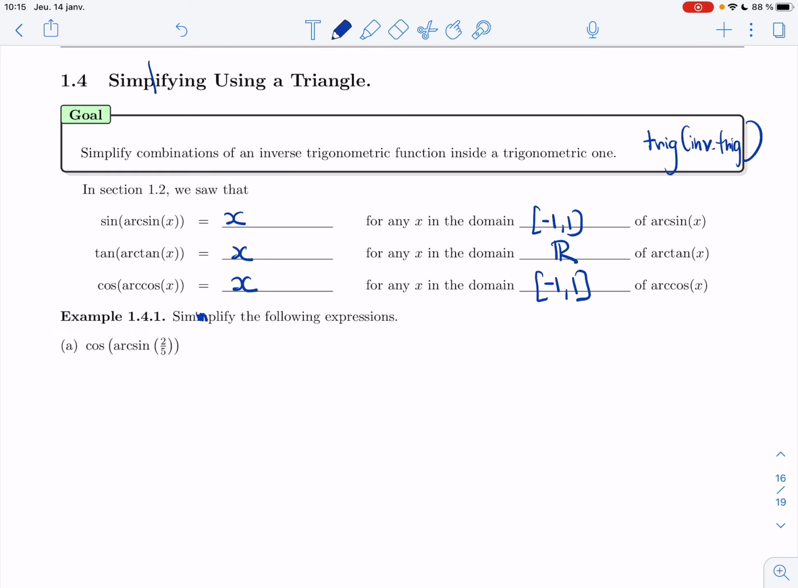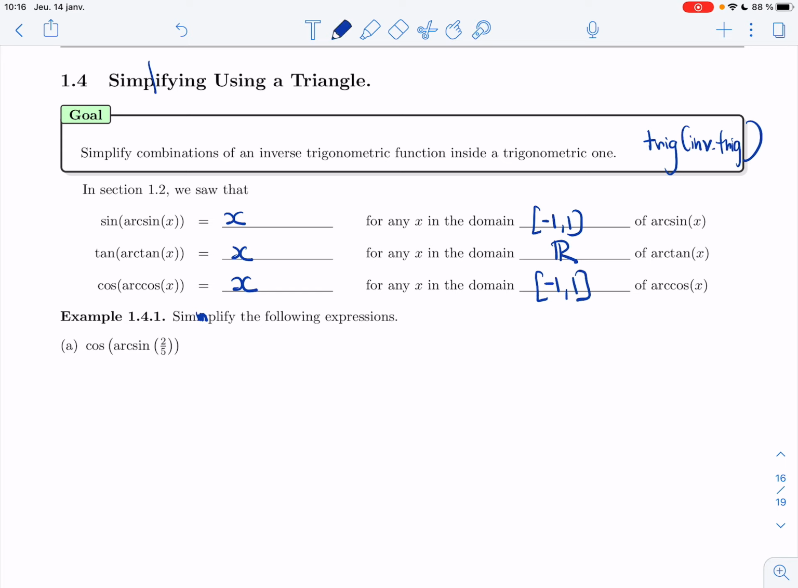All right, in example 1.4.1, we'll be simplifying the following expression. So I have cosine of arcsine of 2/5. All right, that's going to be our first example. Notice that cosine and arcsine don't match, so it's not like having tan and arctan, cos and arccos, or sine and arcsine. It will not just cancel. You'll have to do some work to see exactly what's going on.